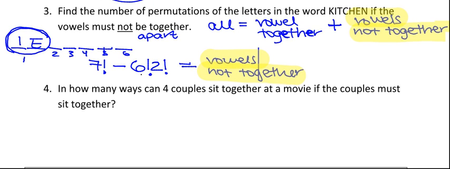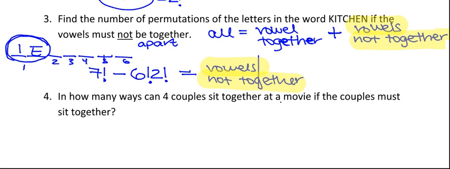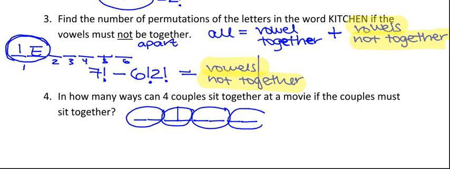One more. In how many ways can 4 couples sit together at a movie if the couples must sit together? So I have 1 couple here, 2, 3, 4. Each couple must be together. So the first thing I can figure out is, how many different ways are there of ordering the couples? For example, if we call this couple number 4, couple 4 could sit first or between here or here, etc. So there are 4 factorial ways of arranging the couples in general.